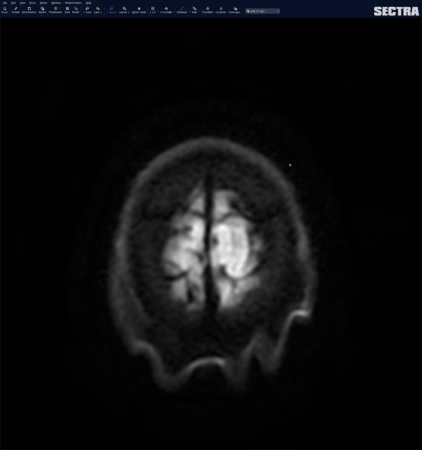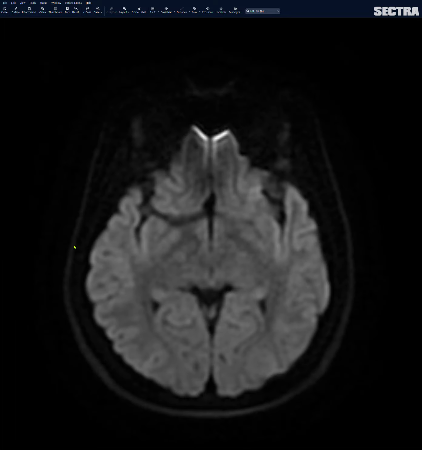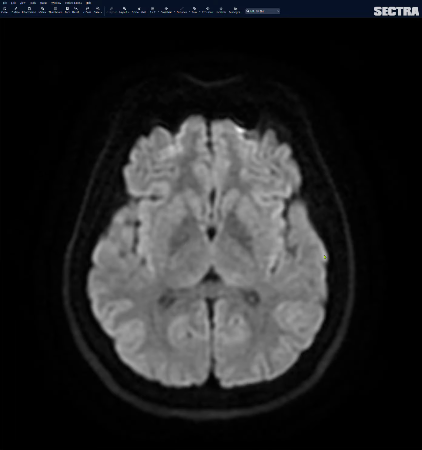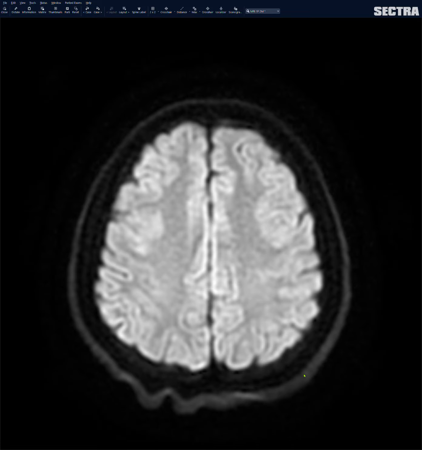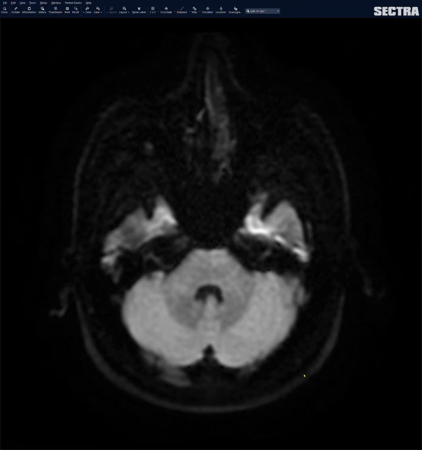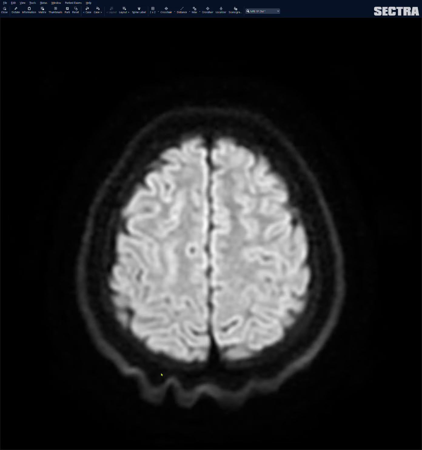After that, I look at the right frontal lobe, the left frontal lobe, then the right temporal lobe, the left temporal lobe, the left parietal and occipital lobes, and the left cerebellum. Then I look at the right cerebellum, and the right occipital and parietal lobes.